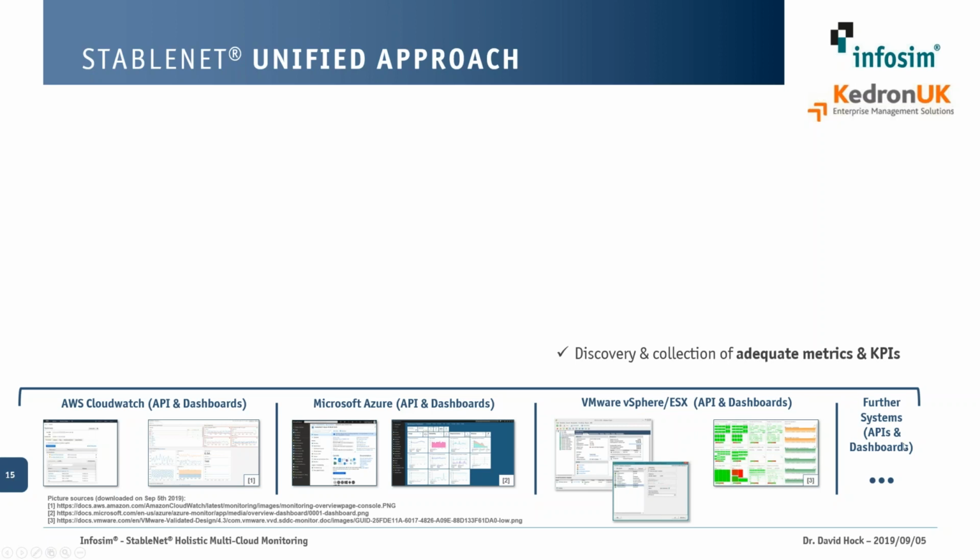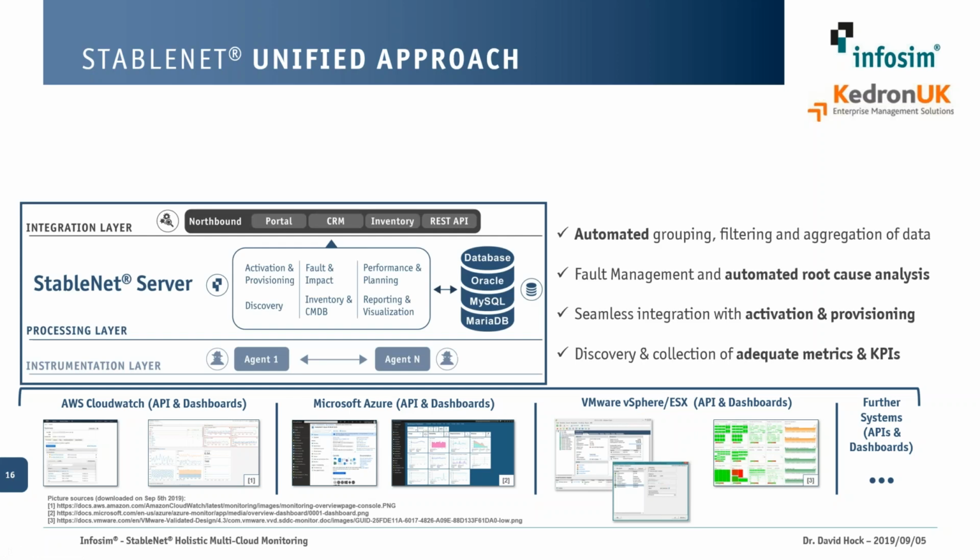The same is for many different systems. And now with StableNet, we are actually using these different APIs to discover and collect adequate metrics from the different clouds and data center environments. We are pulling them all together into StableNet using our agents, and there we can offer the full power of our StableNet based on the information that we get.